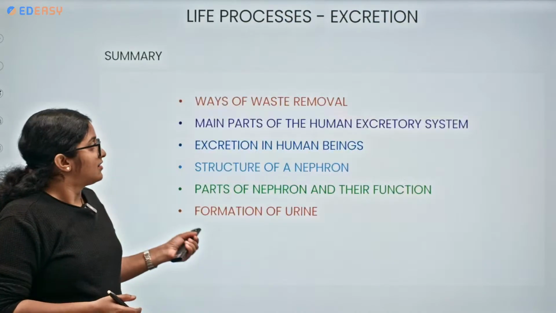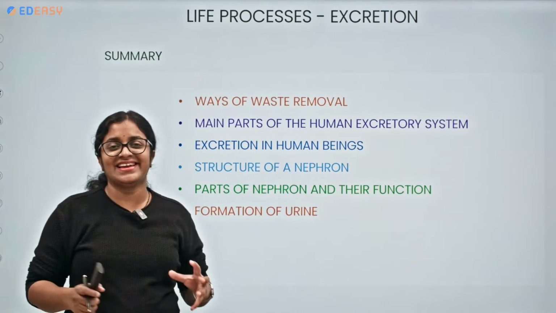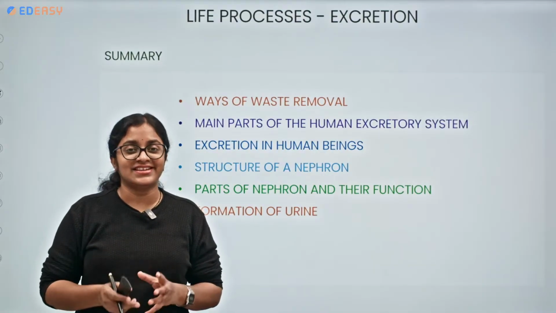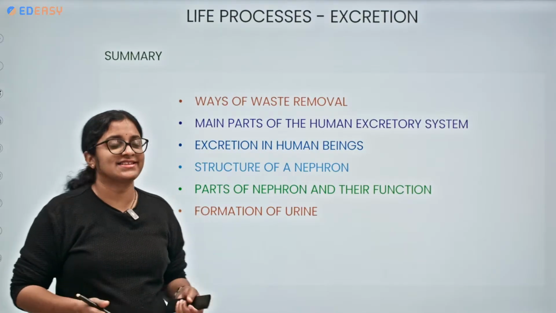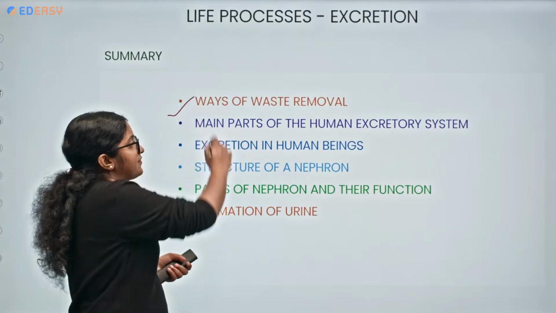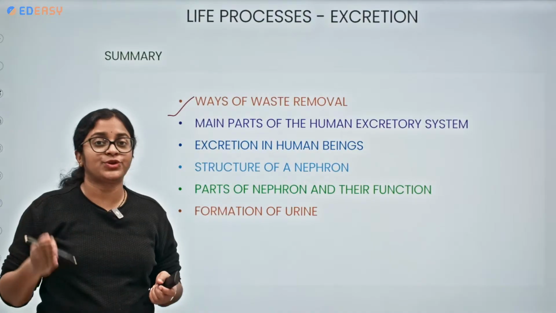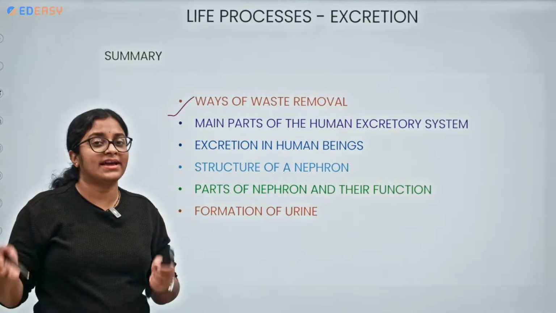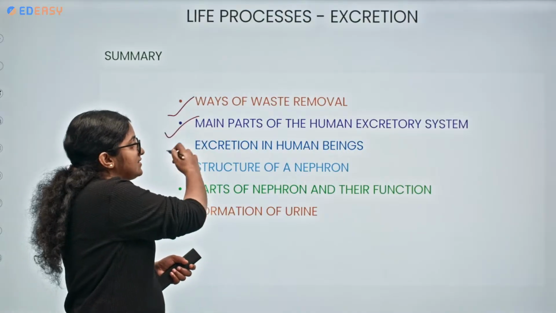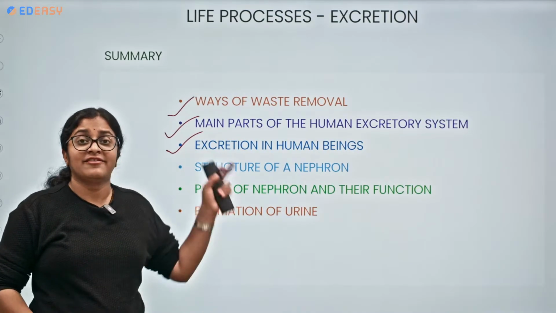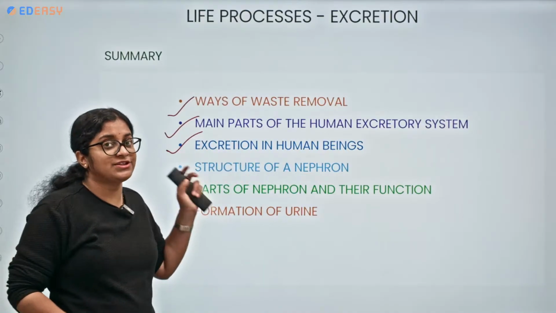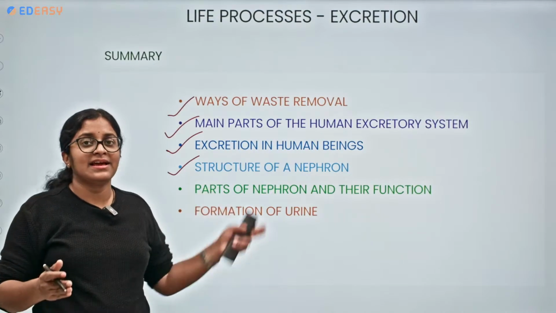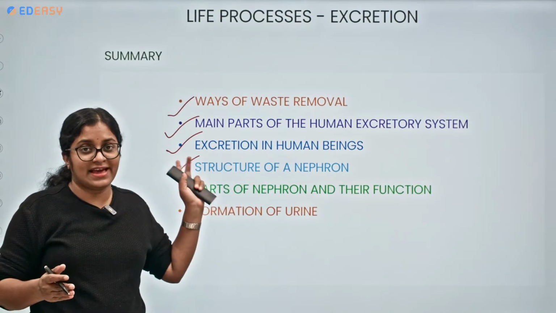So finally, we are at the end of today's session. What we discussed was the concept of excretion. We understood the ways of waste removal and the main parts of the human excretory system: kidneys, ureter, urinary bladder, and urethra. Later on, we understood how excretion happens. We understood the structural and functional unit of the kidney, that is the nephron. What parts does it contain? We have seen the parts of the nephron and their functions.